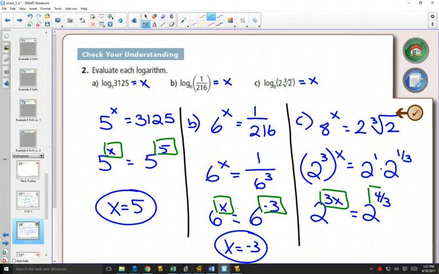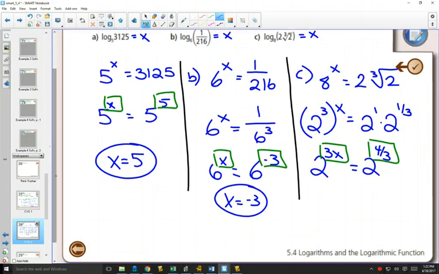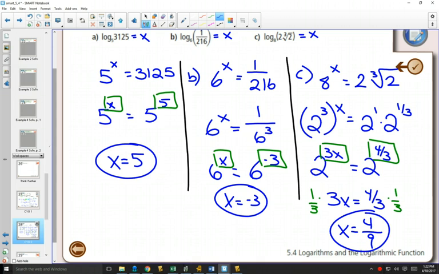So again, we get both sides, base is the same. Now our exponents have to be equal. And in this case, we don't know what x is yet. We just know that 3x is equal to 4/3. Dividing by 3 is the same as multiplying by 1/3. If I multiply both sides by 1/3, I get 4/9.